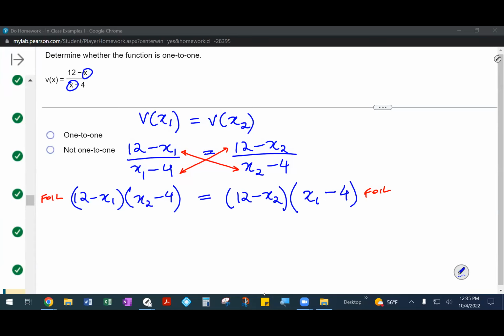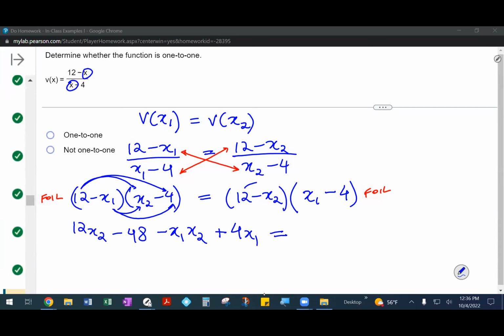Okay, so let's see, FOIL, we are going to do 12 times x2. Then positive times negative is negative, 12 times 4 will give us what? 48. And then of course you're going to be multiplying negative x1 times x2. And then the last one would be negative times negative, which gives us positive 4 times x1. Okay, so this comes from your left-hand side.